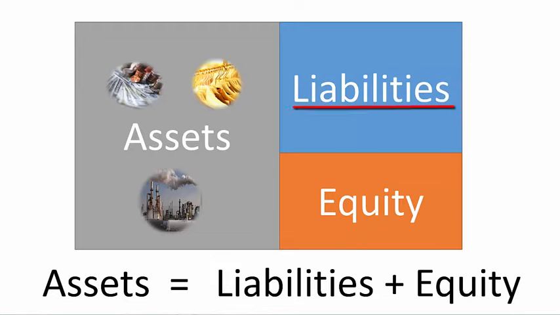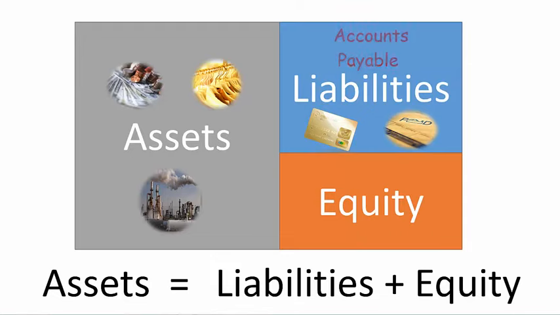A liability, on the other hand, is an amount you owe to someone. Banks will loan us money and they expect us to pay them back. Suppliers will ship us goods today and they'll ask us to pay them at a later date. So we in essence owe them money too. We call this an accounts payable.